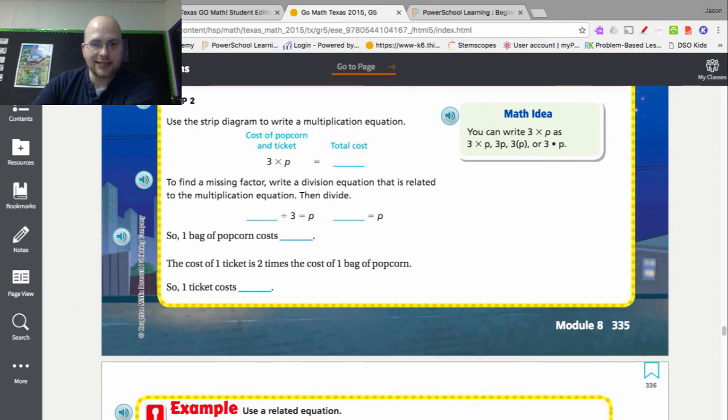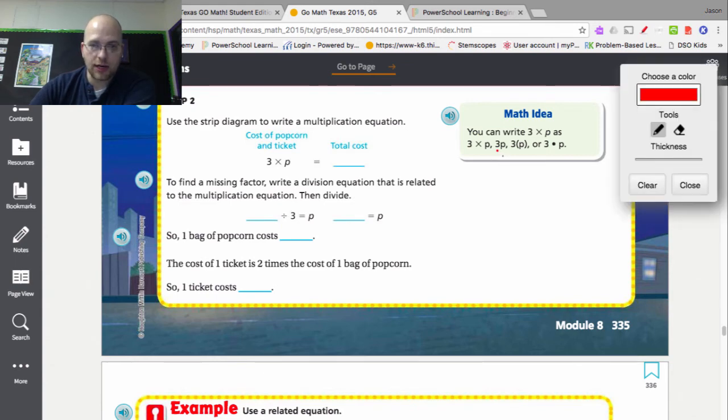Cost of popcorn and ticket is 3P. Write it this way, 3P. That way we don't get confused when we start using X's for variables. So 3P equals the total cost, which is $12. What's the inverse operation of this? We're multiplying here, so now I need to divide. So 12 divided by 3 equals P. 12 divided by 3 is what? 4. So 1 bag of popcorn costs $4.